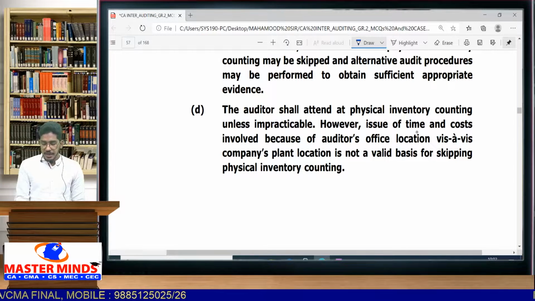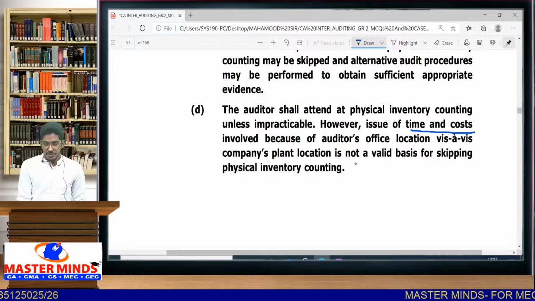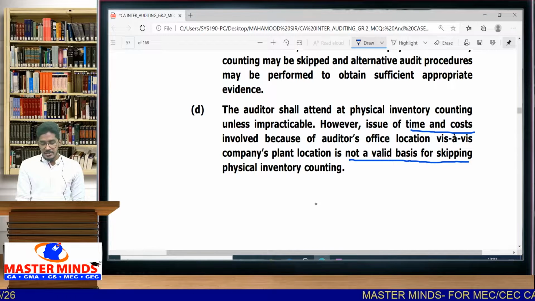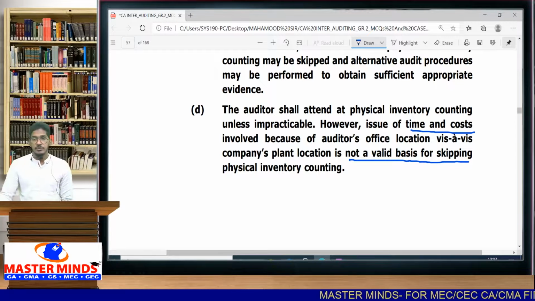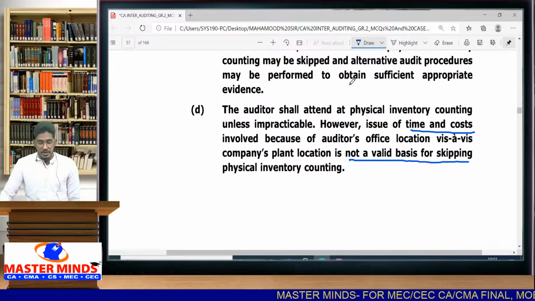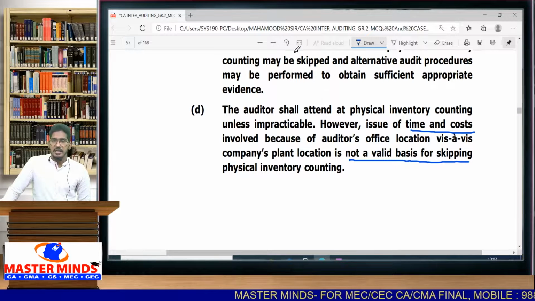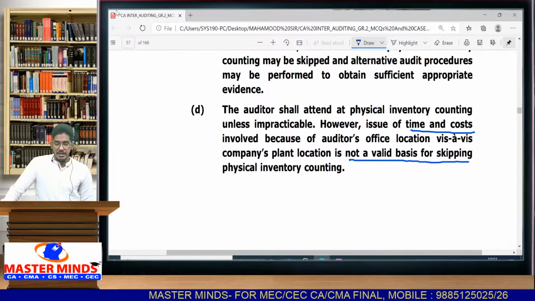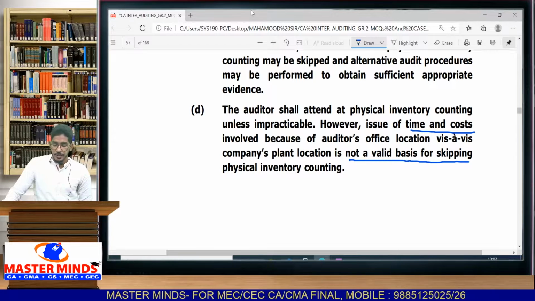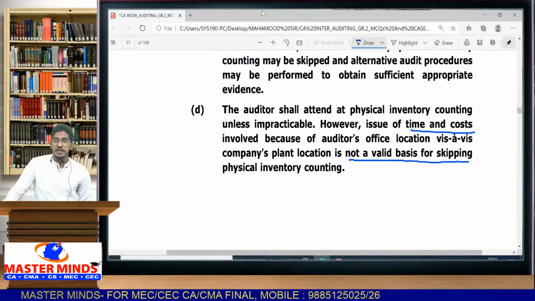However, the issue of time and cost involved because of the auditor's office location vis-a-vis the company's plant location is not a valid basis for skipping physical inventory counting. This is the correct statement. So what they are telling is, unless impracticable, it is not mandatory. If it is impracticable, you can skip. Unless impracticable, you shall attend the physical inventory counting. However, you cannot use time and cost as a reason for skipping inventory.